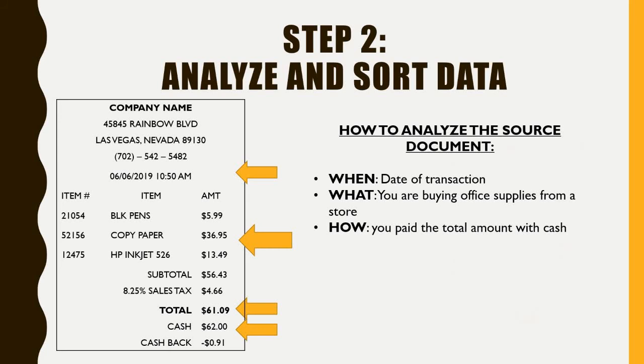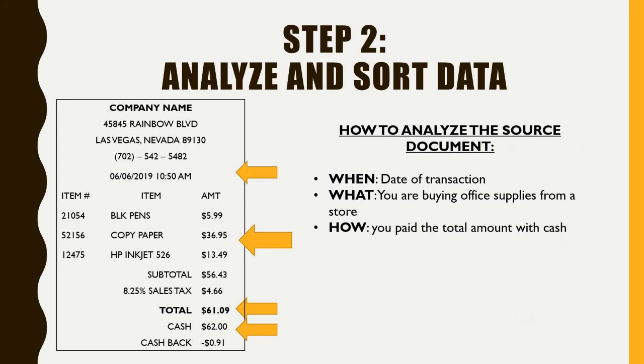Now, how to analyze it is you're going to answer these three questions. When did it happen? What happened? And how did it happen? Those three things will help you do your transaction analysis, right? So for example, the first question is, when did it happen? You've got the date right there on the receipt, so you know when it happened.